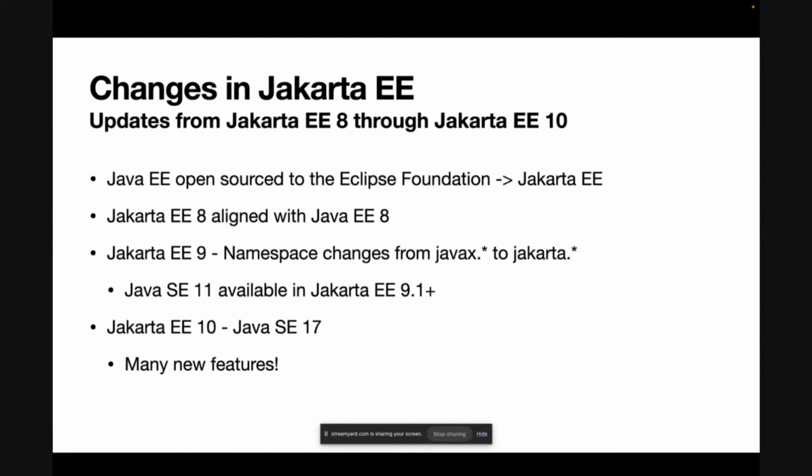And then 9.1 came out a short while later, and that included support for Java 8 and Java 11. And then we have Jakarta EE10, which came out most recently, and this now supports Java 17 and includes lots of new features. So if you went to upgrade from Java EE, let's say, or Jakarta EE8 to Jakarta EE10 now, you'd be getting a lot more new features. Jakarta EE9 was basically just the namespace change and the update to use Java 11.